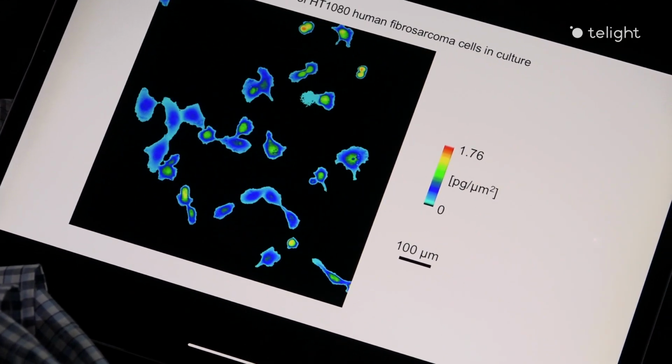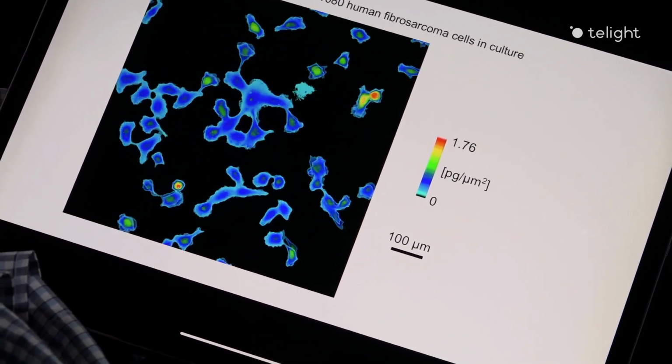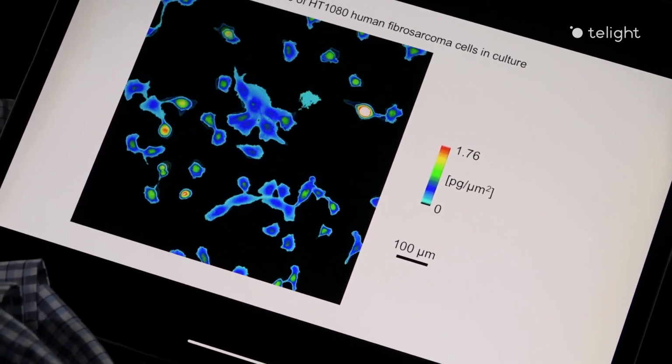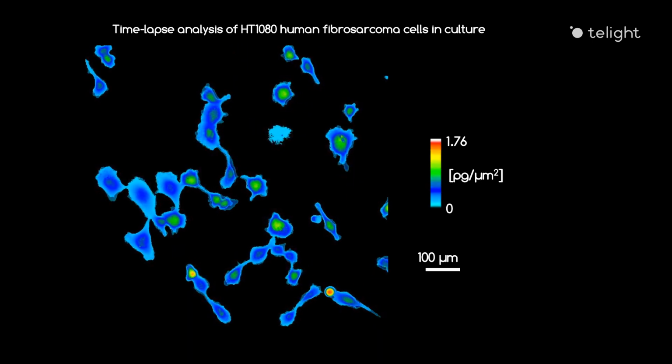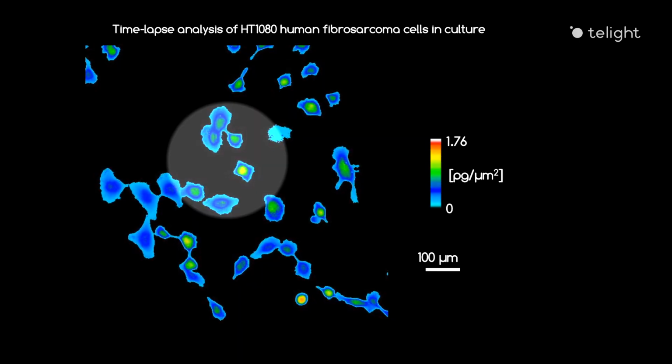What is this video showing that you took using Q phase? This is a playback from a time-lapse recording with HT1080 human fibrosarcoma cells in culture. We can see individual cells moving around, and some of them are dividing.